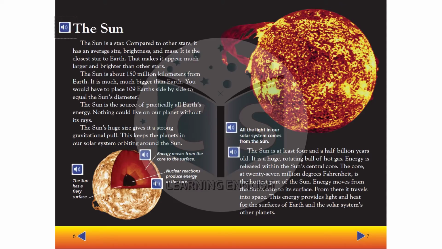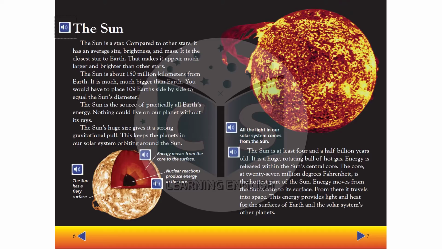The Sun. The Sun is a star. Compared to other stars, it has an average size, brightness, and mass. It is the closest star to Earth. That makes it appear much larger and brighter than other stars. The Sun is about 150 million kilometers from Earth. It is much, much bigger than Earth. You would have to place 109 Earths side by side to equal the Sun's diameter.